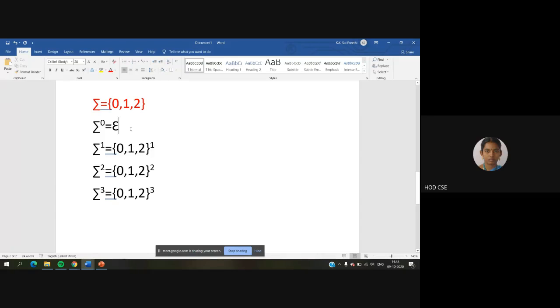Always sigma power 0 is epsilon. Anything power 0 is epsilon always. There is no discussion at all. What is sigma power 1 here? Anyone? Sigma power 1, how many strings can we produce?